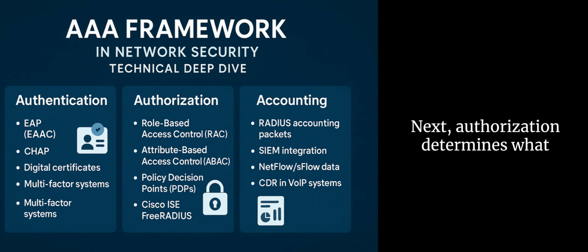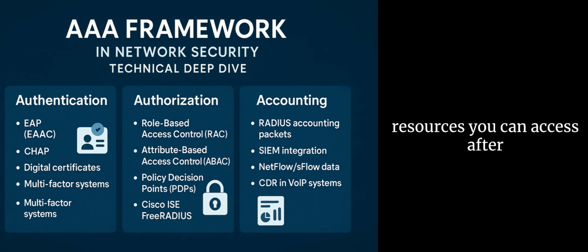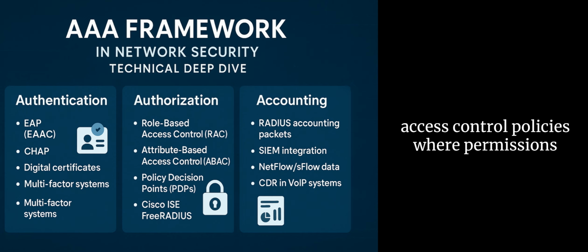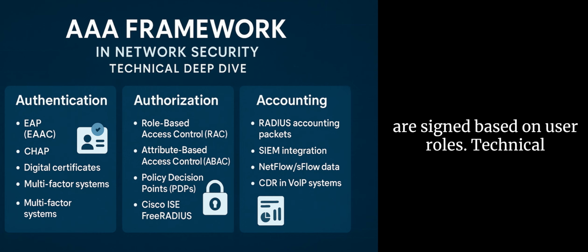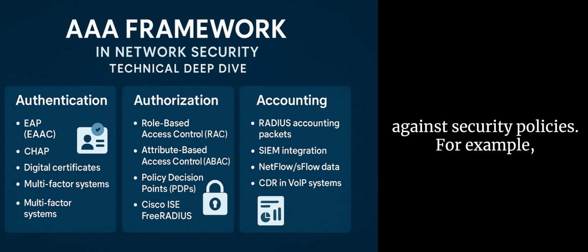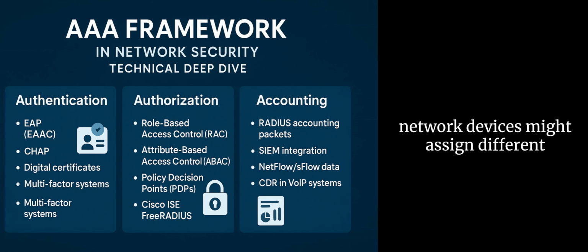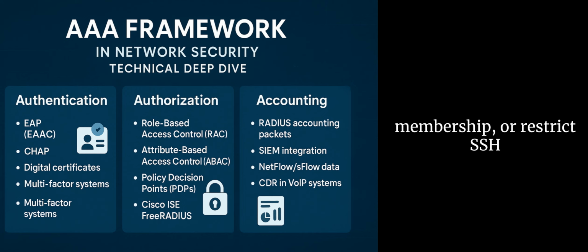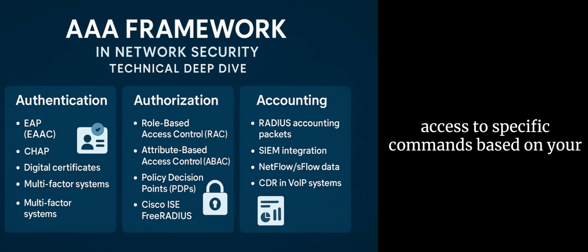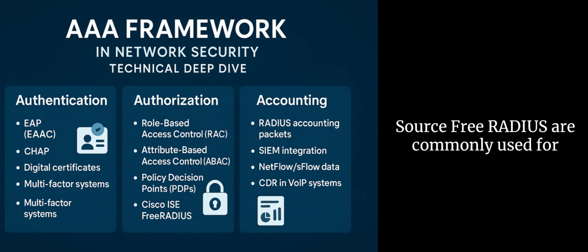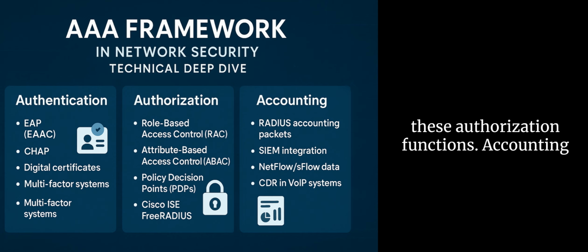Next, authorization determines what resources you can access after authentication. This involves role-based access control policies where permissions are assigned based on user roles. Technical implementations use policy decision points that evaluate access requests against security policies. For example, network devices might assign different VLANs based on your Active Directory group membership, or restrict SSH access to specific commands based on your privilege level. Cisco's ISE or open source FreeRADIUS are commonly used for these authorization functions.